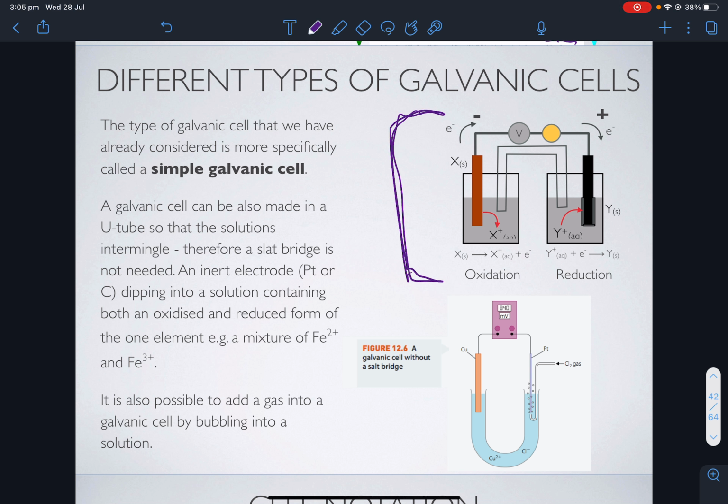That's only one type of galvanic cell, and it's sometimes referred to as a simple galvanic cell. So that's your go-to, what you think about. You can also make a galvanic cell in a U-tube. We talked about that before. Here's one that's using a copper electrode and an inert platinum electrode, but we're pumping in gas there.